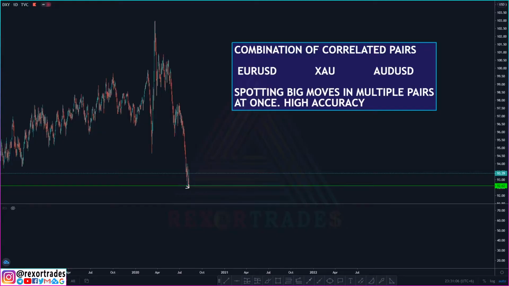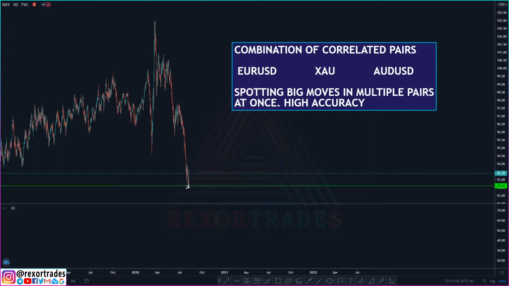Hello traders, today we'll be showing how to combine multiple correlated pairs to get much more confirmations on determining the next move of all those correlated pairs with proper accuracy. You'll really be surprised to see how commonly these pairs move and how easy it is to trade them more securely with way less risk and high rewards.